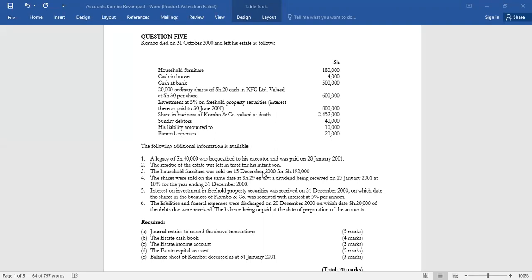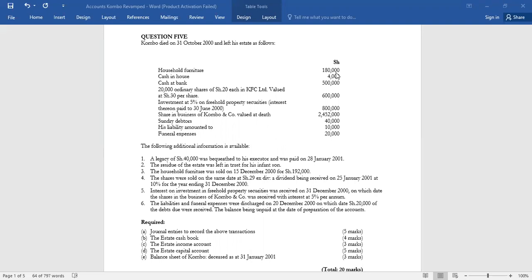Then on disposal, we have to split them. So it's like we are closing the household furniture account. How do we close it? We've debited the cash, 192. We credit the household furniture, 180. And then credit again, which will go to the estate capital account, a gain of 12,000. That's the double entry.